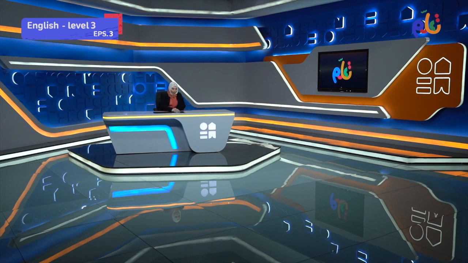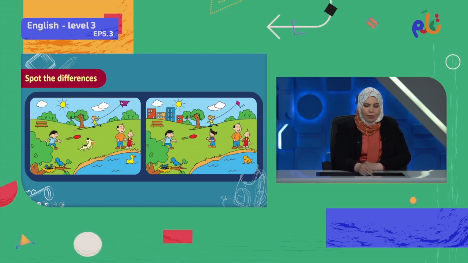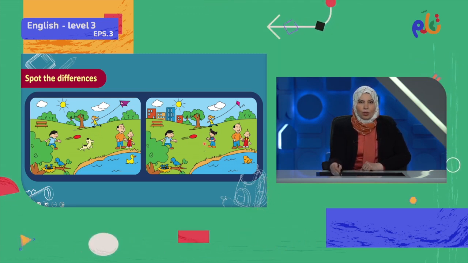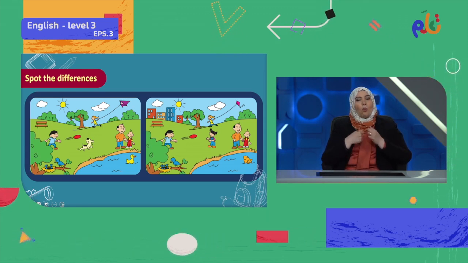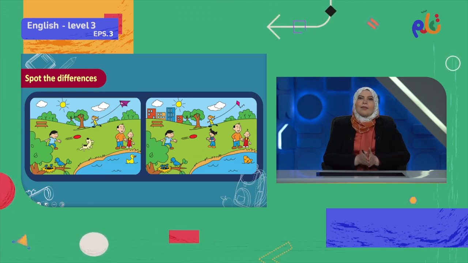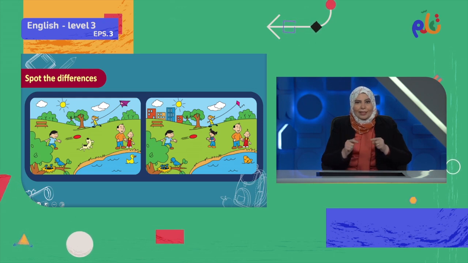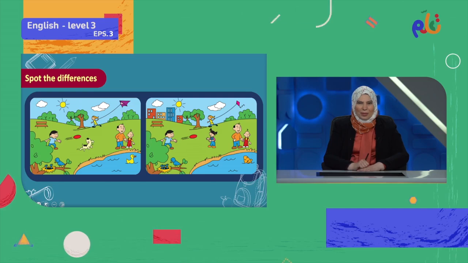So let's start. For the brain teaser today, we have spot the differences. We have two pictures, which are very similar to each other. This is the first picture and this is the second one. Two very similar pictures with small differences. What we will try to do is find the differences. So let's try together. Take a look and try to find the first difference between both of the pictures.